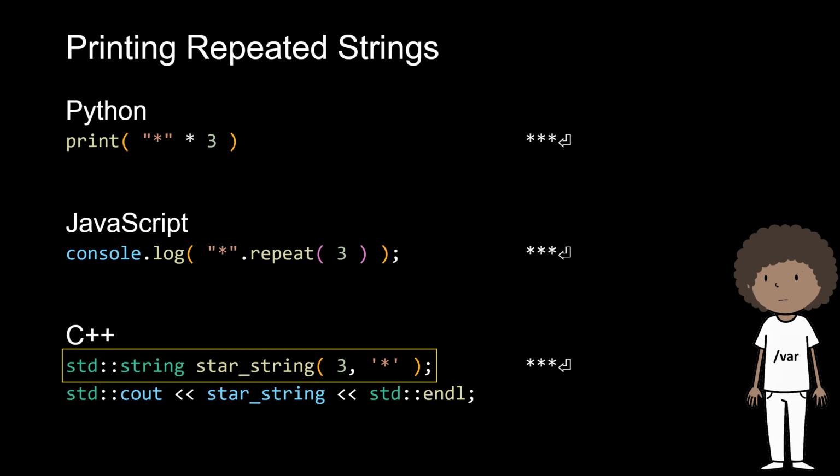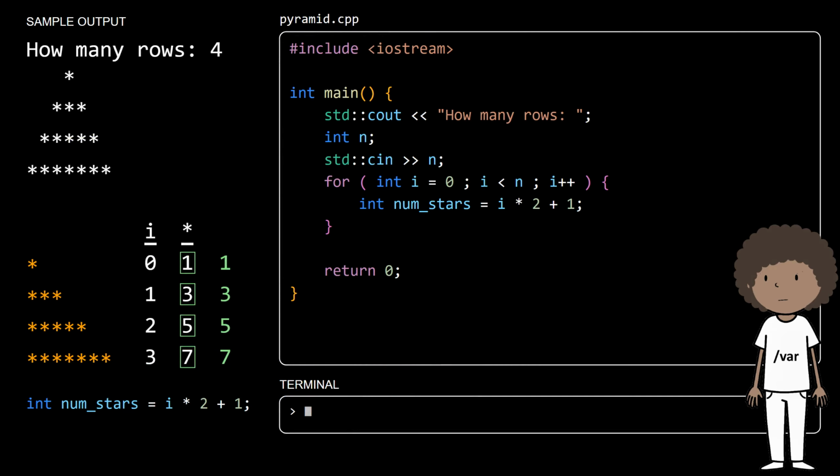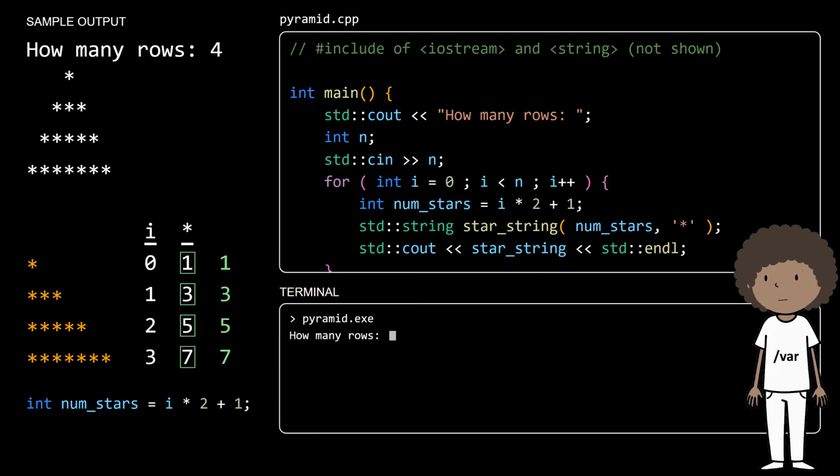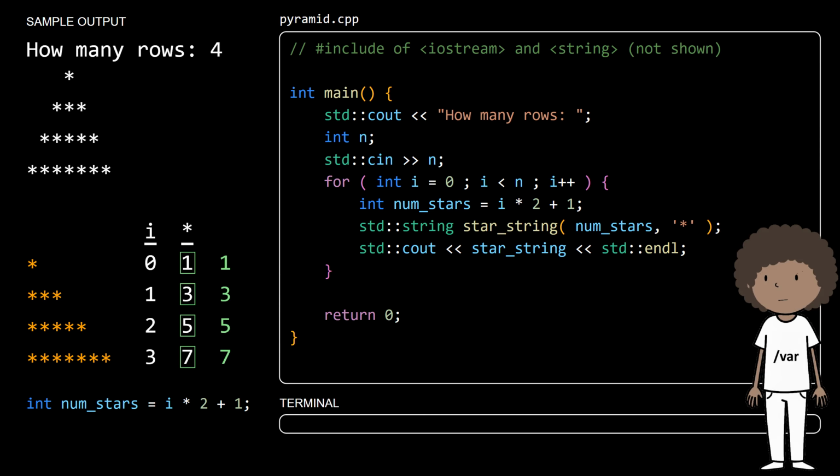That happens to work for us in this problem because we just need to repeat the single star character n times. We'll talk more about constructors in other videos, but for now, understand that by using the arguments of 3 and the star character, star string is built as a string with the star character repeated 3 times. So let's use that constructor in the code. Okay, we run it. We input 4. Yes, we got it.